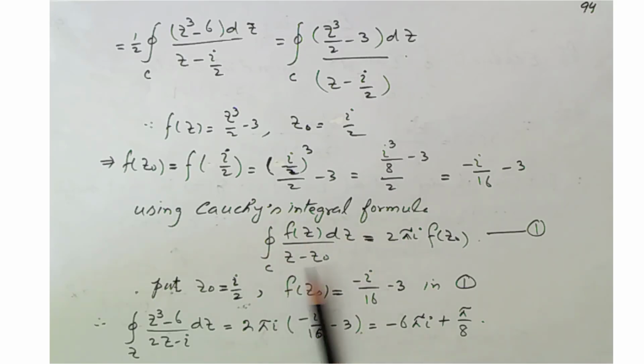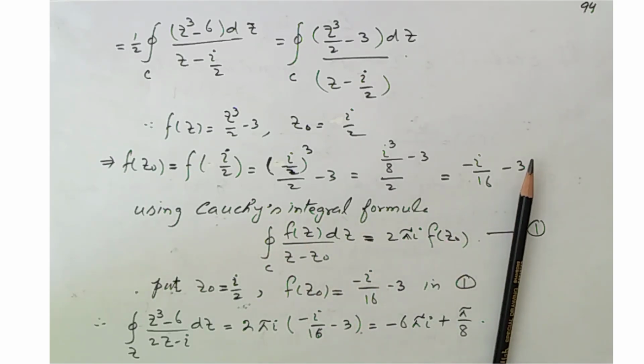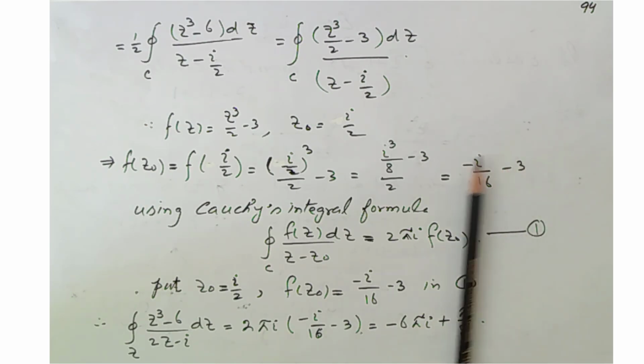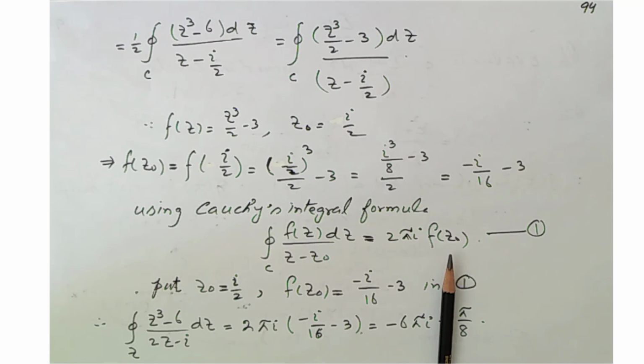Now using again the Cauchy integral formula, here we put the value of f of z naught, which is minus i by 16 minus 3. This becomes the integral of z cubed minus 6 over 2z minus i dz equal to 2 pi i into this value of f of z naught. We put here this value. This becomes 2 pi i into minus i by 16 minus 3, and after simplification, this becomes minus 6 pi i plus pi by 8.